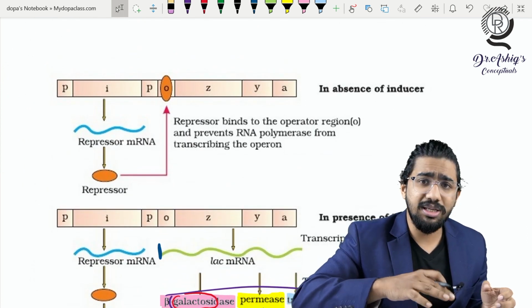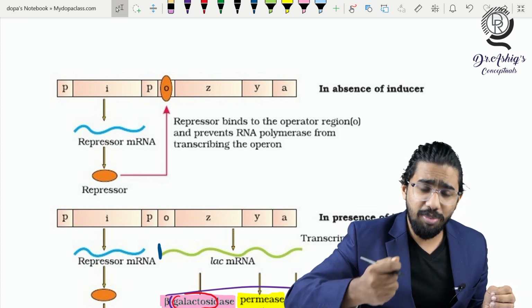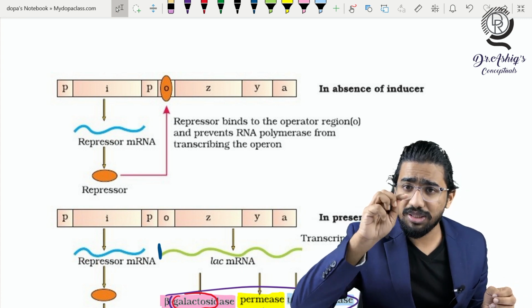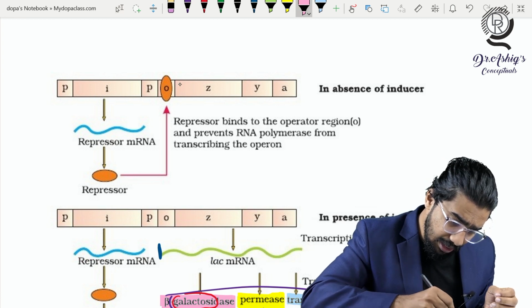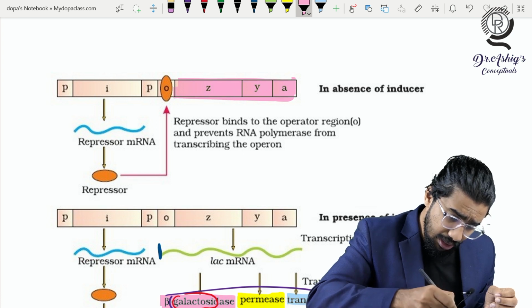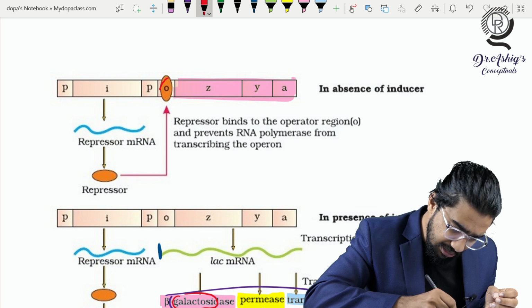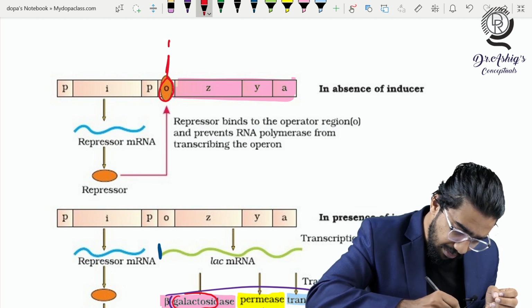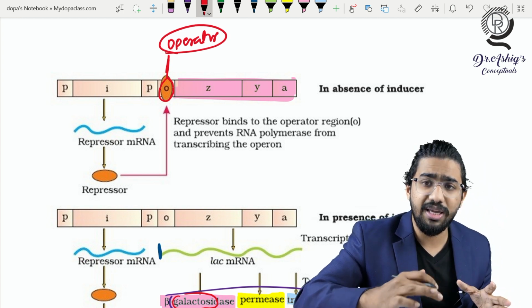Okay, you can see this is a figure from your NCERT textbook. You must be very familiar. How will this work if the lactose is absent? You can see the genes for the three enzymes, and just before the start of these genes there is an O region, the operator region. The operator is the one which allows the transcription of these Z, Y, A regions.